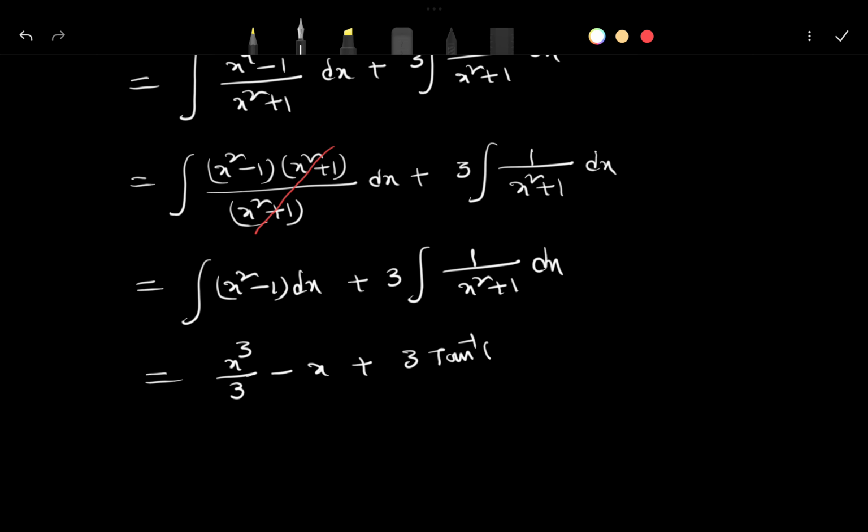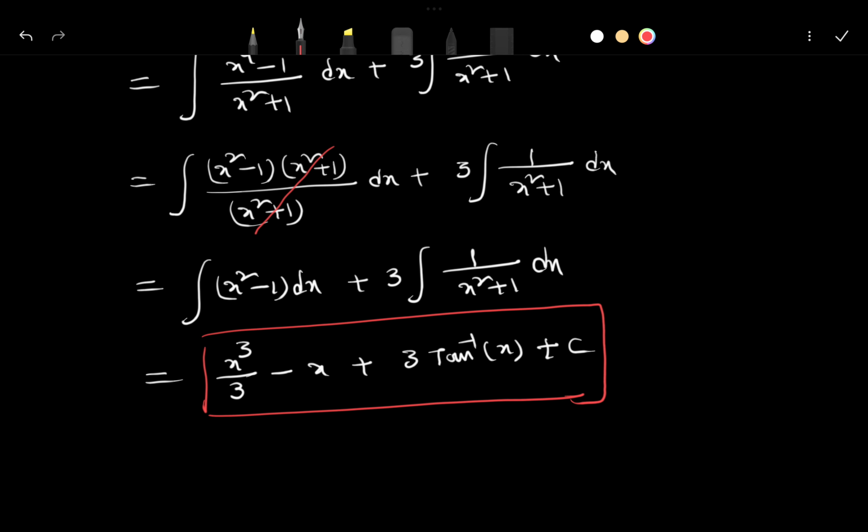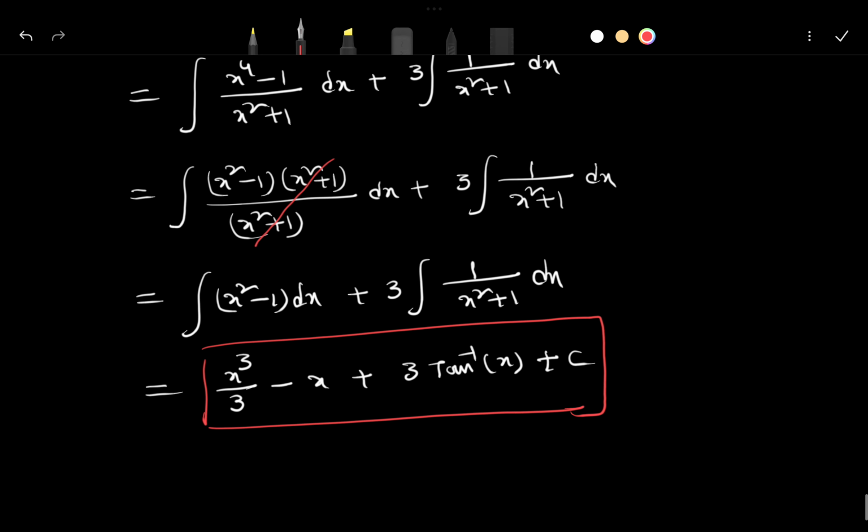Integration of 1 by 1 plus x square is what? Tan inverse of x. So what is the final? After integration you have to mention a constant of integration. So this is the final result. This is the solution to this problem. And next, one more question you see. This is question number 9.